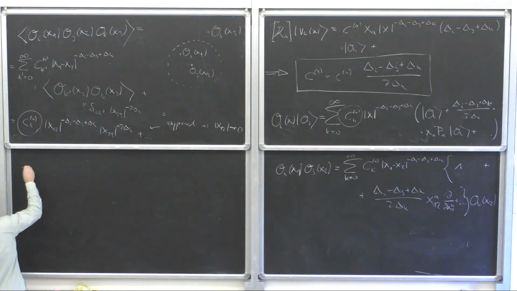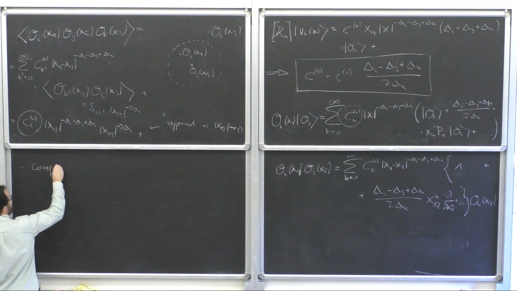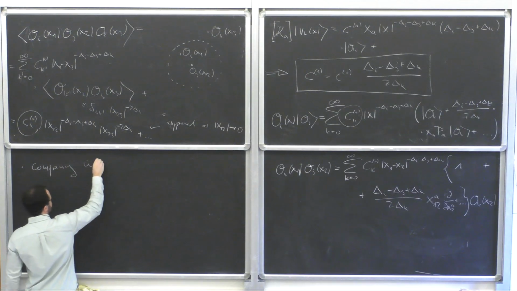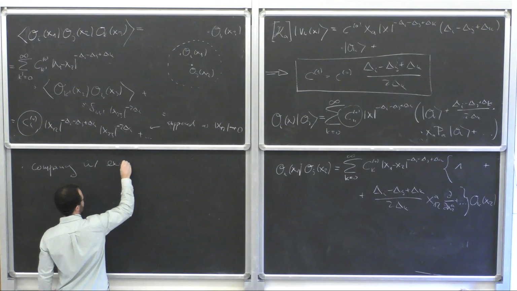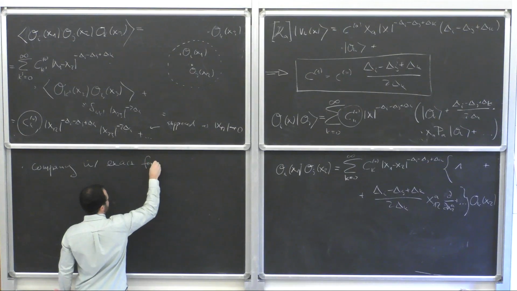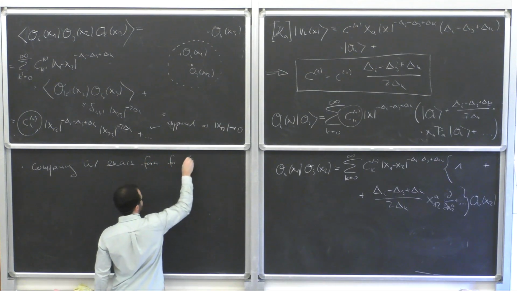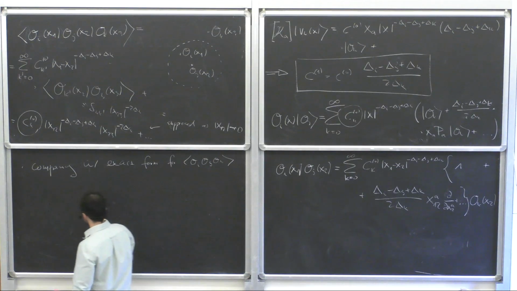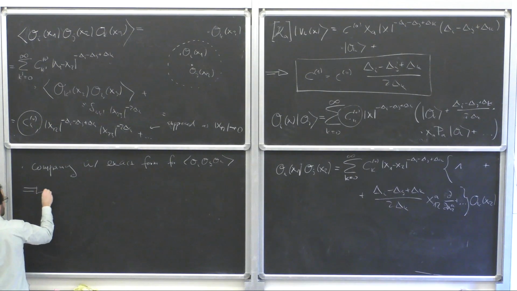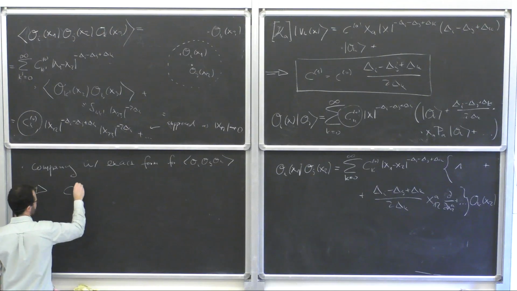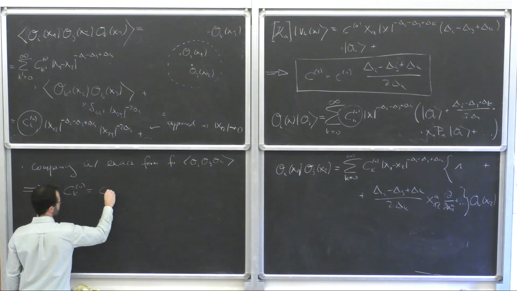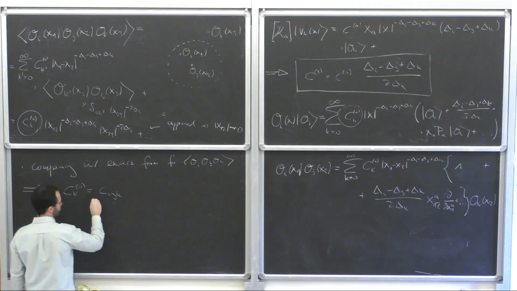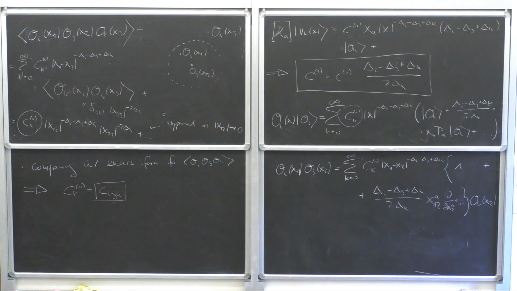Okay, so by comparing with the exact formula for the 3-point function, we conclude that actually the c_k, that we call c_k^0, is just equal to the C_ijk from the formula for the 3-point function. So if you know all of these 3-point function coefficients, you also know all of these so-called OPE coefficients.